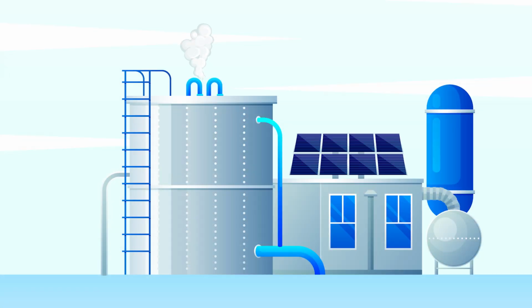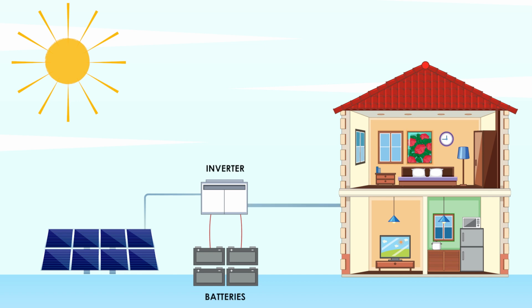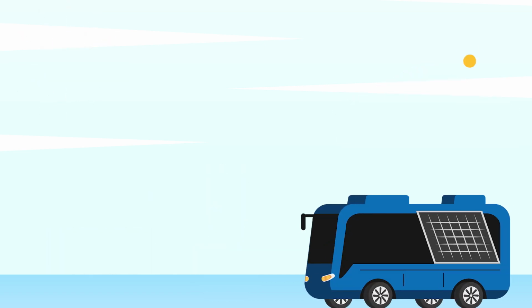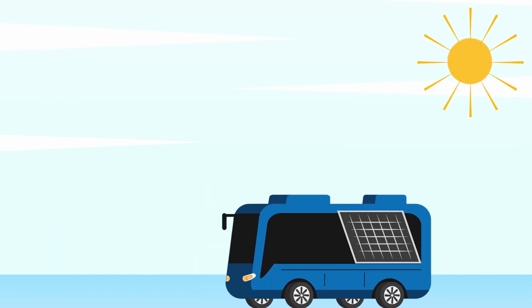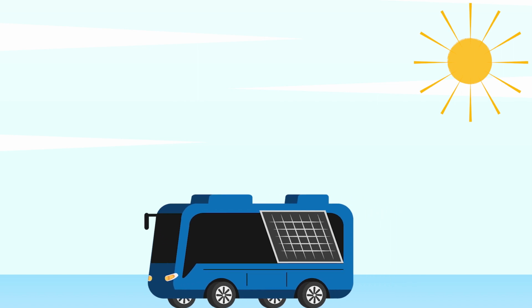Solar water heating for domestic, industrial, and pool use. Off-grid systems in remote areas utilize standalone solar systems with battery storage for lighting and appliances. Solar panels integrated into vehicles supplement the main power source and extend their range.